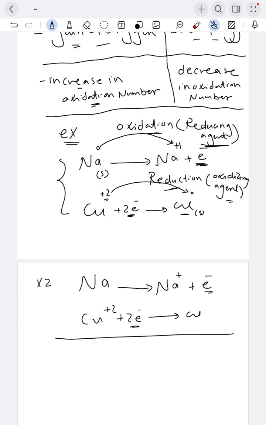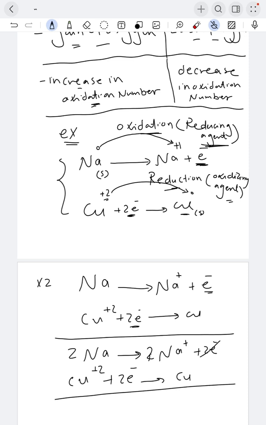So the first equation becomes 2Na producing 2Na plus plus 2 electrons. The second one stays the same. Then I can add them now. I will cancel the electrons, so the final equation will be: 2Na plus Cu plus 2 produces 2Na plus plus Cu. I think it's easy and clear. We can just memorize it in order to know whether it is an oxidation or reduction reaction. And thank you.